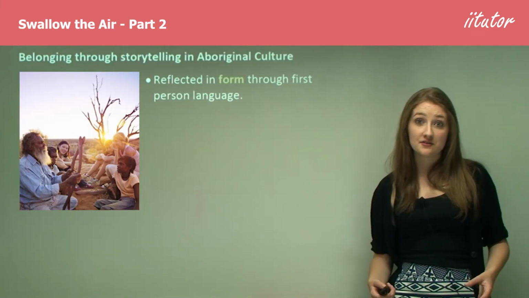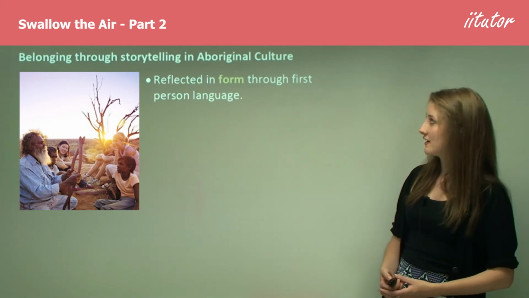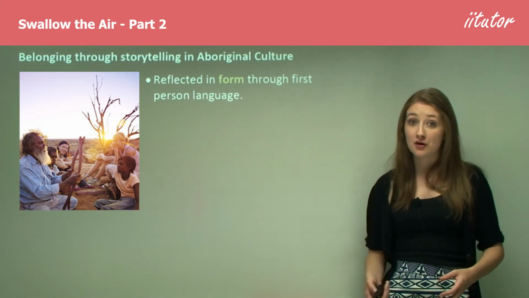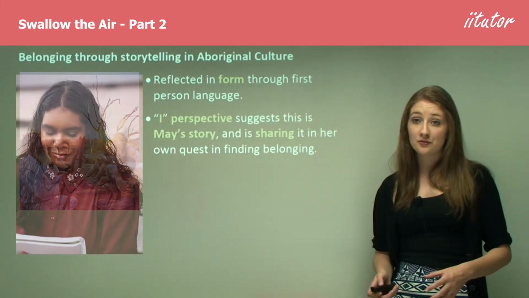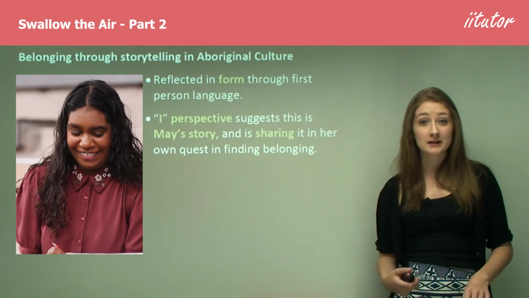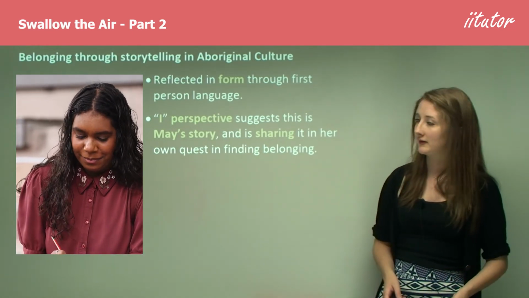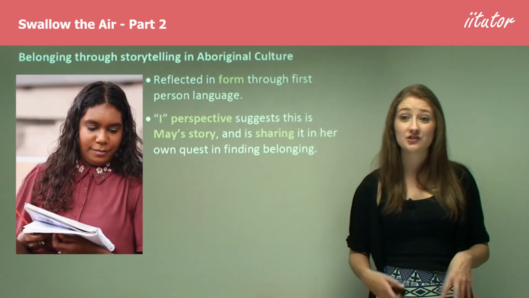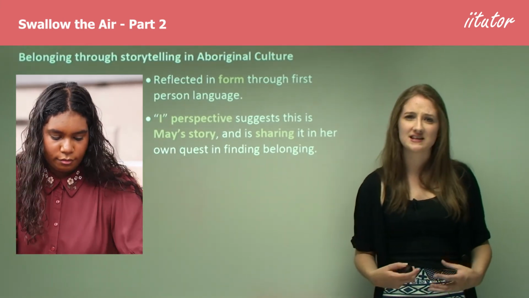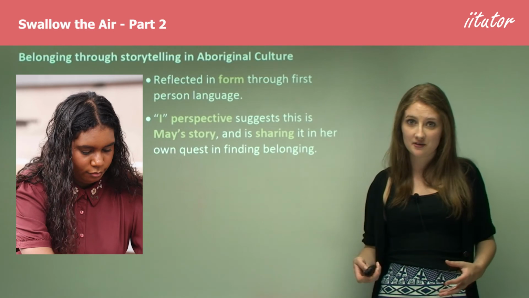The next theme is the idea of belonging through storytelling in Aboriginal culture. Now, this is reflected in form through the first-person language. The I perspective throughout the book suggests that this is May's story and she's sharing it in her own quest to find belonging. So she's telling her own perspective, and then using that to almost order her ideas and realize what she wants as a person.